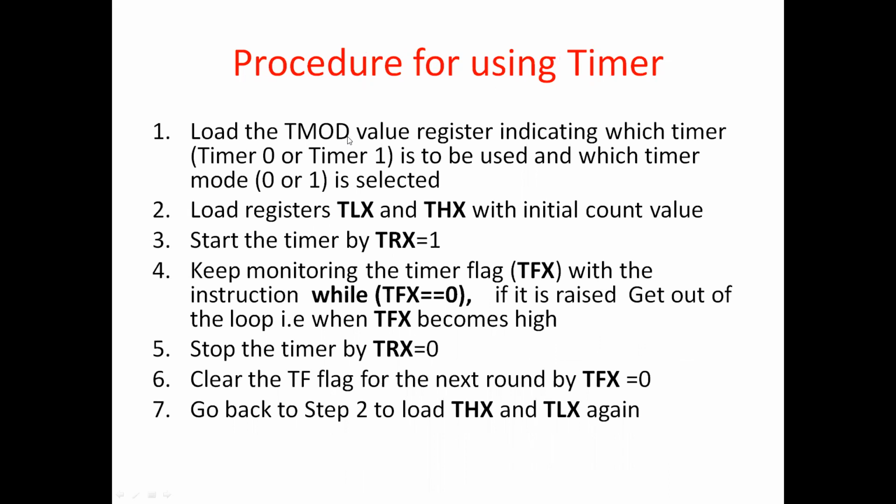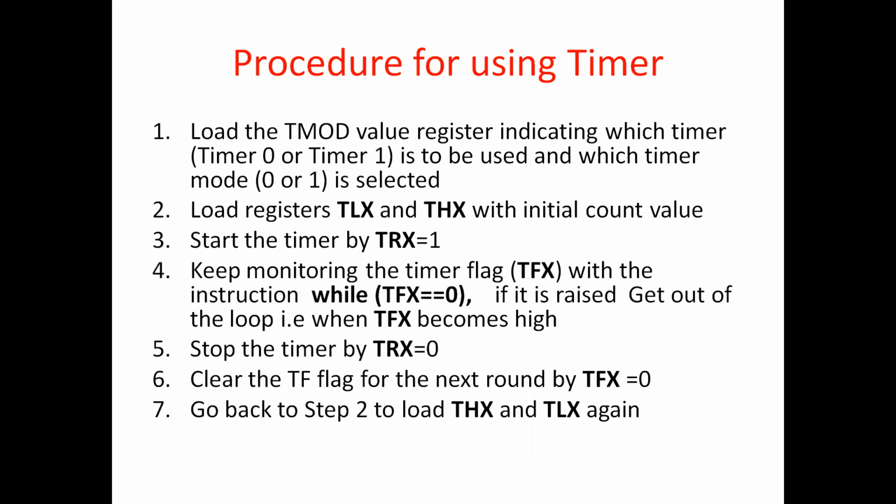Then you need to load the TH and TL registers with the initial count value. Suppose you are not loading anything, by default the counting starts from 0. Depending on the mode, suppose you are using 16-bit mode, after receiving 65535 pulses, all bits become ones. And after that, the TF bit will be set. So the timer is counting 65535 pulses. Now we want only 50 pulses counted.